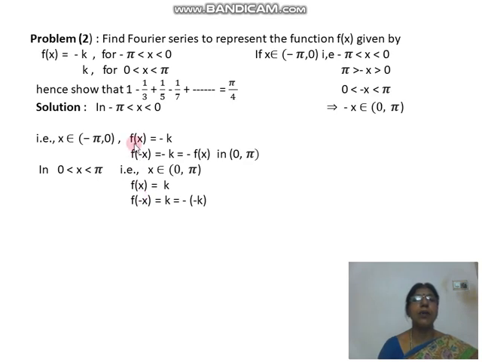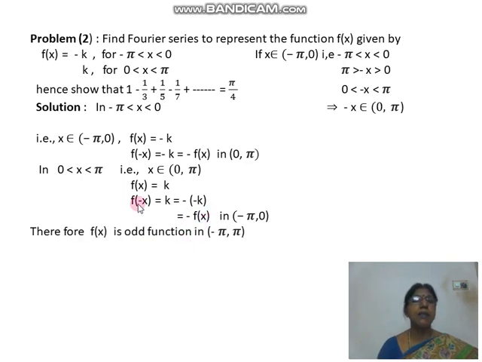In minus pi to 0, the function is minus k, so we can write it as minus k times f of x, which can be written as minus f of x. In this interval also, in the second subinterval also, f of minus x is equal to minus f of x. So in both subintervals we have f of minus x is minus f of x, therefore in the total minus pi to pi interval the function is an odd function. So since we know the function is odd, it is enough to find bn only. The function is an odd function in the given interval minus pi to pi.